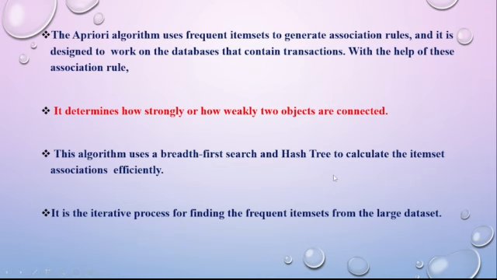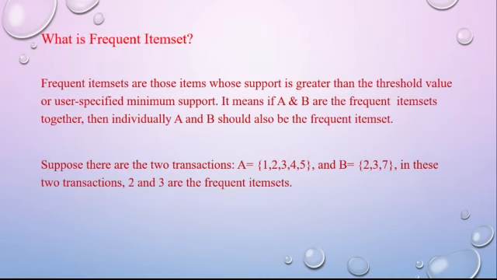Now, what is a frequent item set? Frequent items are items whose support is greater than a threshold value, or user specified minimum support. It means that if A and B are frequent items together, then individually A and B should also be frequent item sets. Let's take an example. Suppose there are two transactions. A is equal to 1 2 3 4 5 and B is equal to 3 5. Then in these two transactions, 3 and 5 are the frequent item set. See, here it is appearing, and here it is appearing. This is the general meaning of a frequent item set.